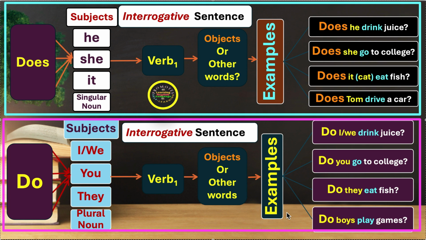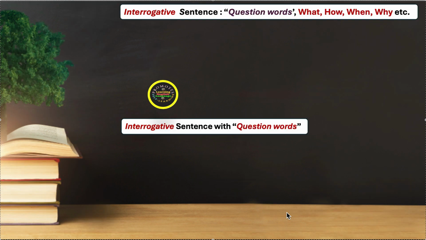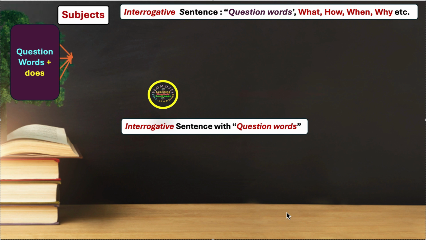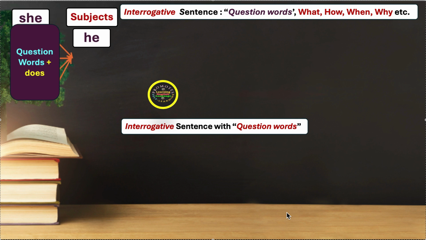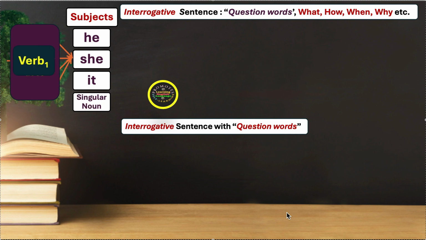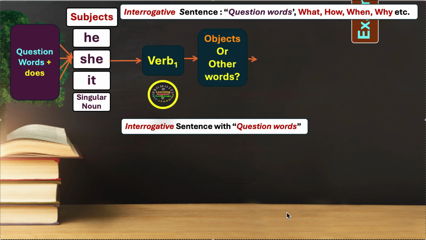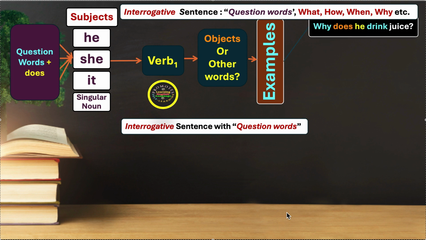We continue our discussion and move on to the next stage of present simple tense in the interrogative form, but with question words. And we have the question words like what, how, when, why, where, and so on. In such cases, question words come first before does, and then we add does. So question words plus does, and then we have subjects like he, she, it, and singular noun. Then we add the same first form of the verb, objects or other words. Like in the following examples, we can see why does he drink juice?